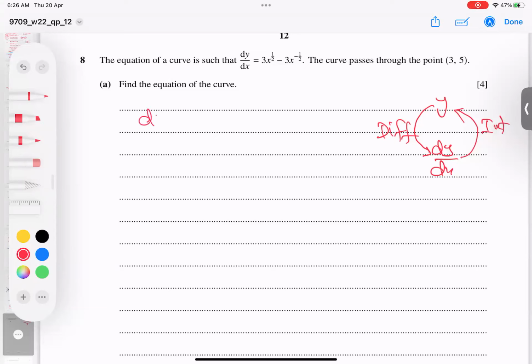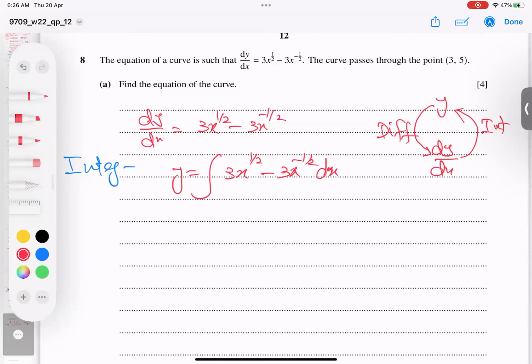So let's start. dy over dx is equal to 3x to the power half minus 3x to the power negative half. If I integrate both sides, students, what happens then? Integration on the left-hand side, I get y. The sign of integral stays there, and now I'm going to do the integration. What is the rule of integration? Power plus one: half plus 1, we got 3 by 2, and 3 by 2 goes down. For the second term, increasing the power by 1, I got a half, and half goes down. Plus c is compulsory.